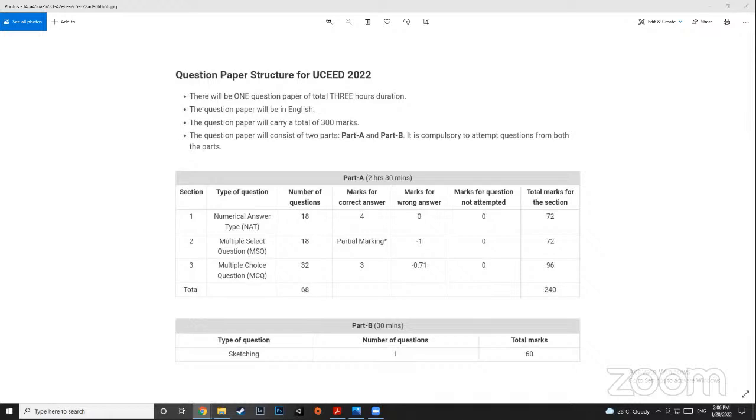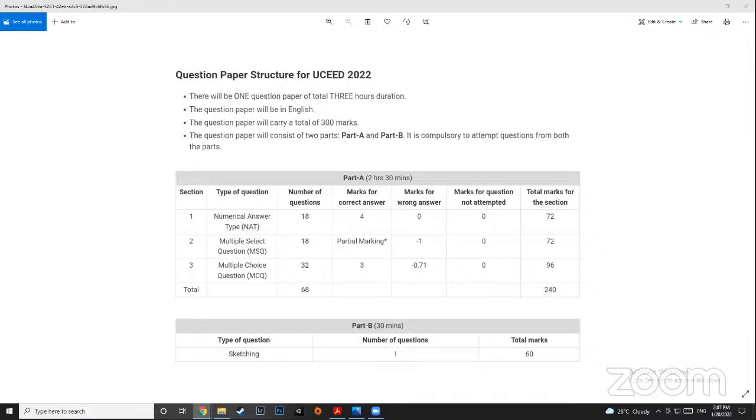Okay. So there have been some changes in the papers from last year and this year. The question paper is structured so that it will be one question paper for 3 hours of total duration. This includes part B as well. The question paper will be in English, of course, and will carry a total of 300 marks. The higher you get, the better it is. And of course, there's negative marking in the paper.